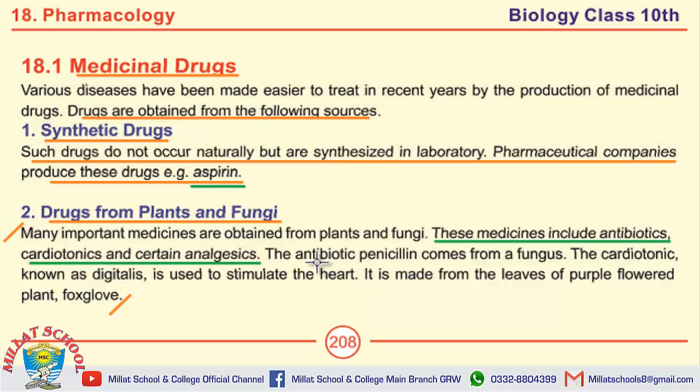The antibiotic penicillin comes from a fungus. The cardiotonic, known as digitalis, is used to stimulate the heart. Foxglove is a plant used for making cardiotonic. This is the last MCQ on this page.